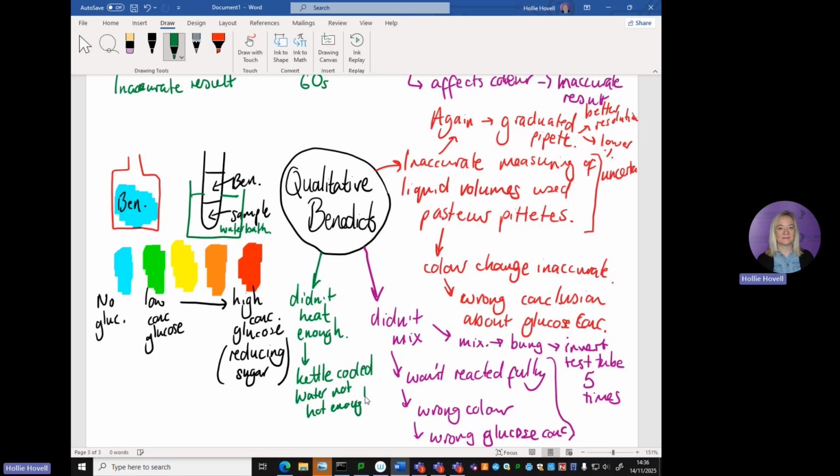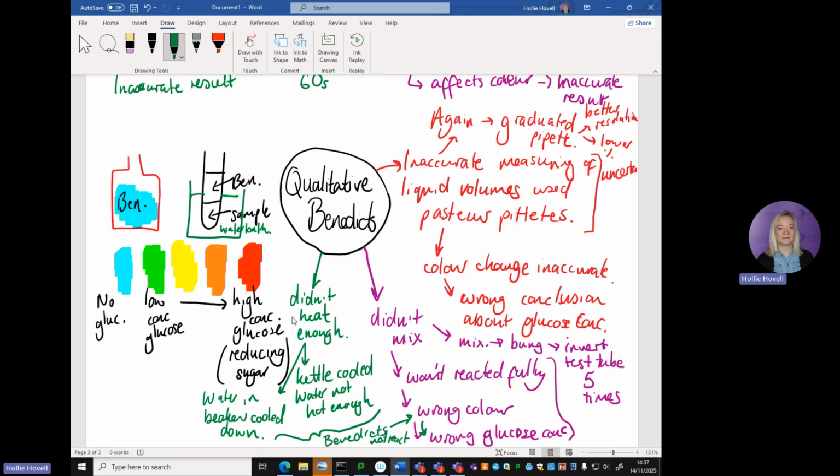Yeah. It could be that the water in the beaker cooled down. So by the time we got to the end of the 5 minutes, it wasn't the temperature it was at the start. Yeah. So if that was the case, then if it's not hot enough, then the Benedict's won't react. And the result of it not reacting, again, goes to the same as here, wrong colour, wrong glucose concentration.